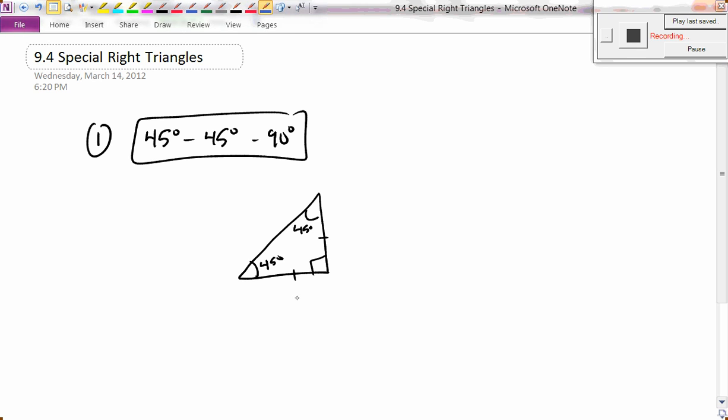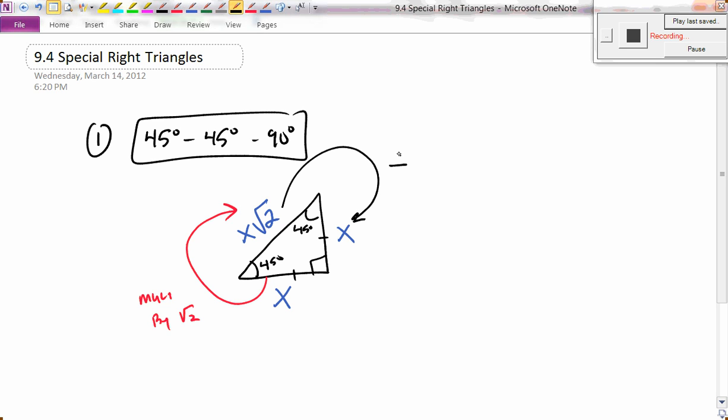So here is the part that's really important. Whatever this side length is, let's call it x. Well, then this has to match. And it turns out that the hypotenuse of a 45, 45, 90 special right triangle is whatever your side is multiplied by the square root of 2. So here's a little map. To get yourself from a leg of the special right triangle to the hypotenuse, you multiply by the square root of 2. To get yourself from the hypotenuse back to a leg, you divide by the square root of 2.